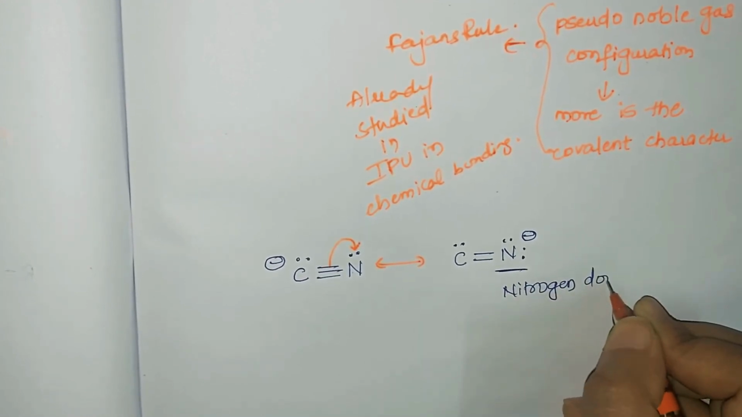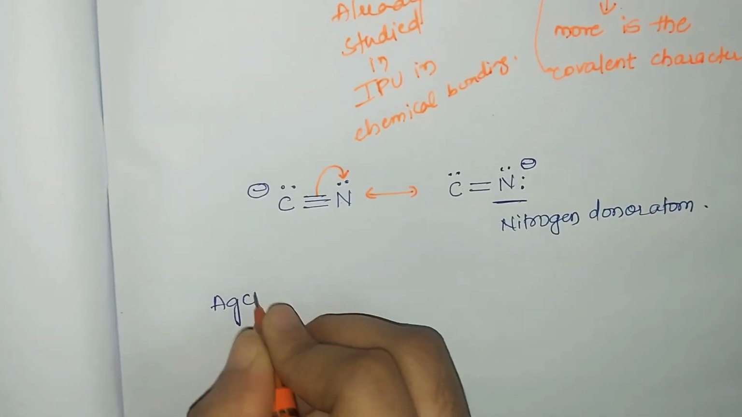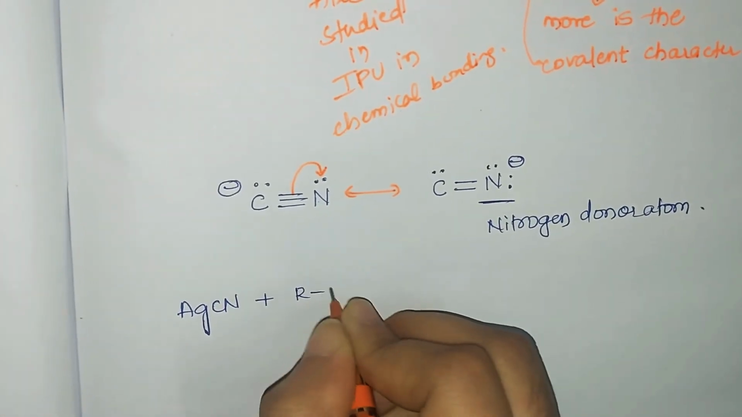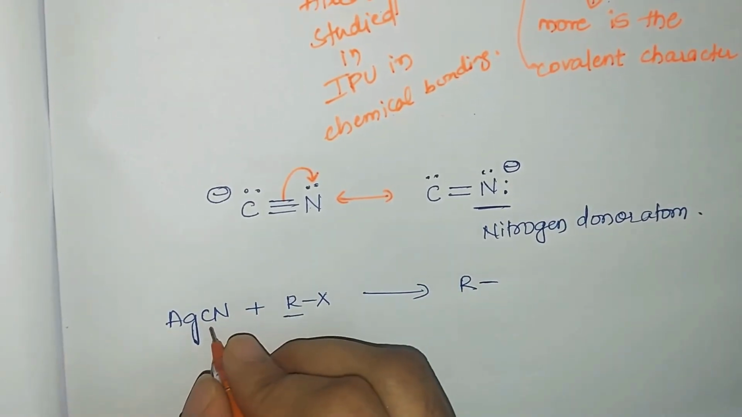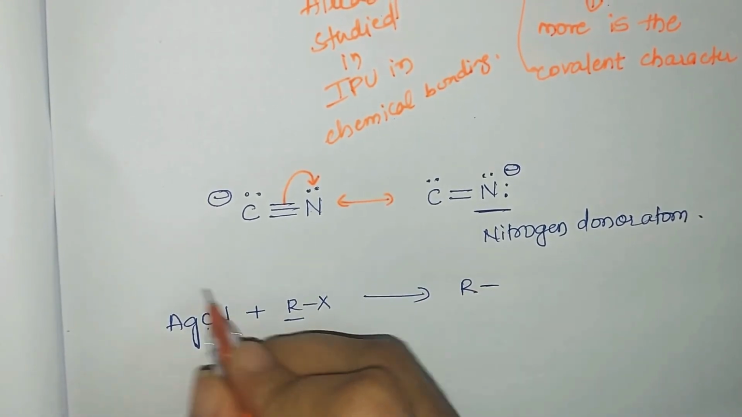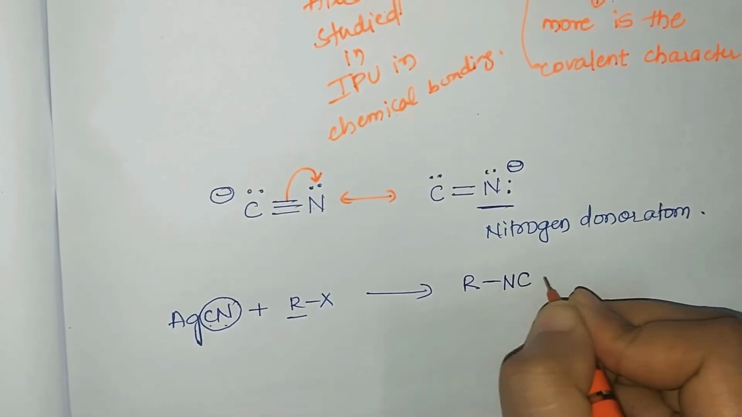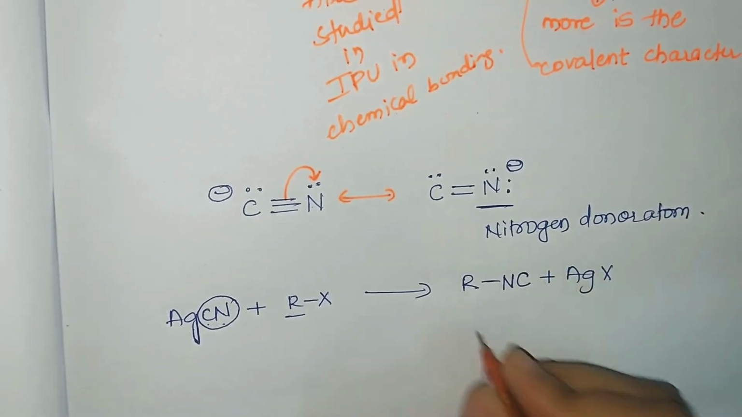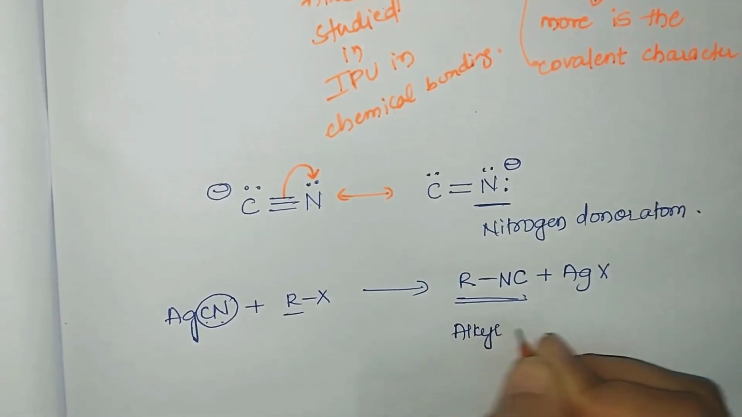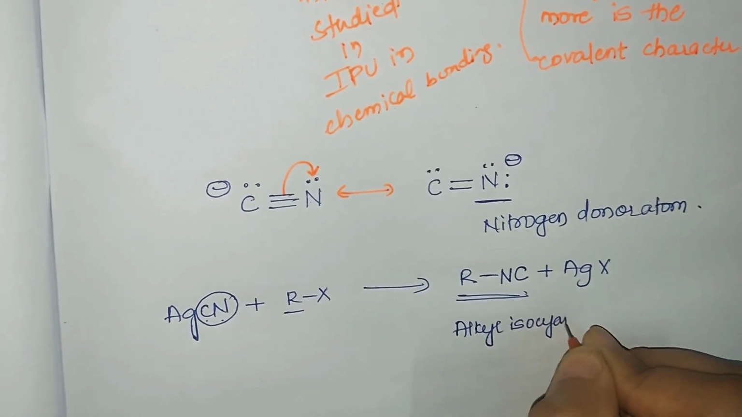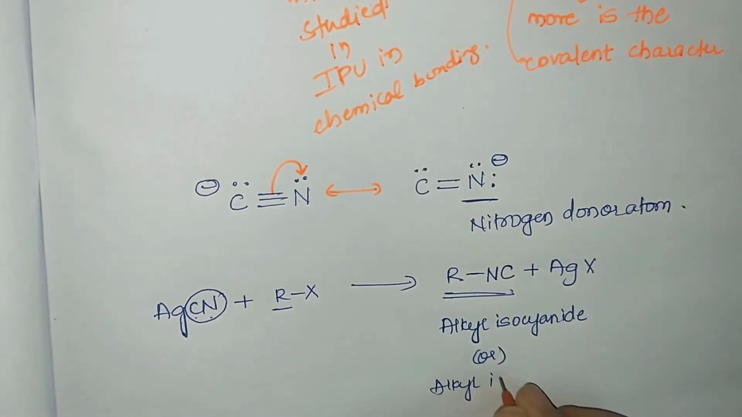So the electron pair is donated through which atom? Through the nitrogen atom. Let us consider an example of an alkyl halide with silver cyanide. When silver cyanide reacts with an alkyl halide, there is an exchange of nucleophile. Bonding takes place through which atom? Nitrogen. So the product obtained here will be RNC. Remember, you have to write it as RNC plus AgX, that is silver halide. The name for this is alkyl isocyanide, the common name. Its IUPAC name is alkyl isonitrile.